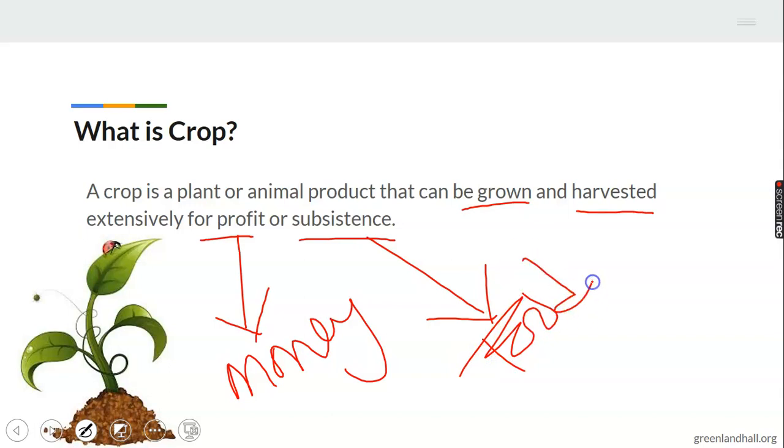consumption. All right. So here it can be plant or animal. Remember that it is a product of plant or animal that can be grown and harvested. Extensively means it's going to come deep and large for these benefits. Either we are profiting from it or it's going to be a source of sustenance. So don't forget, it is something that gives profits or it helps us build our body.